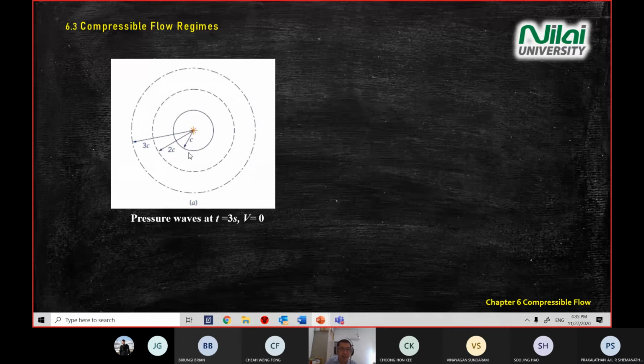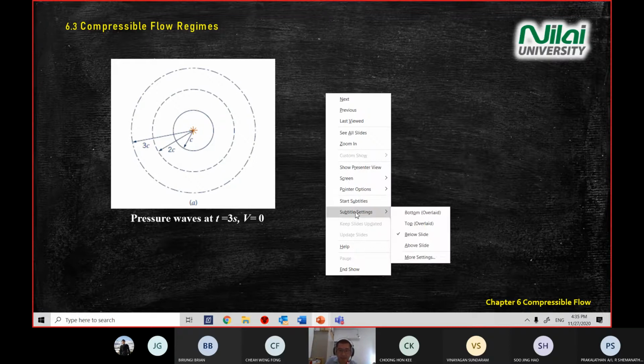How do you draw an object that doesn't move but creates a pressure wave in 3 seconds? For example, you draw the first circle, radius C. C is the speed of sound. You know the calculation, square root of RTK, so you can calculate the radius. In the first second, you get the first radius.